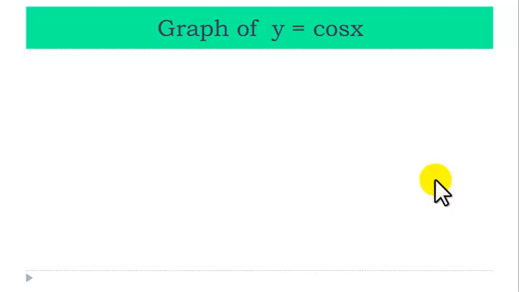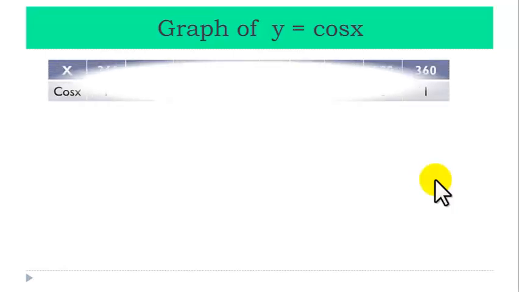Next, we consider the graph of y equal to cos x. Again, we construct a table of values for x ranging from minus 360 degrees to plus 360 degrees. And this is the table of values.